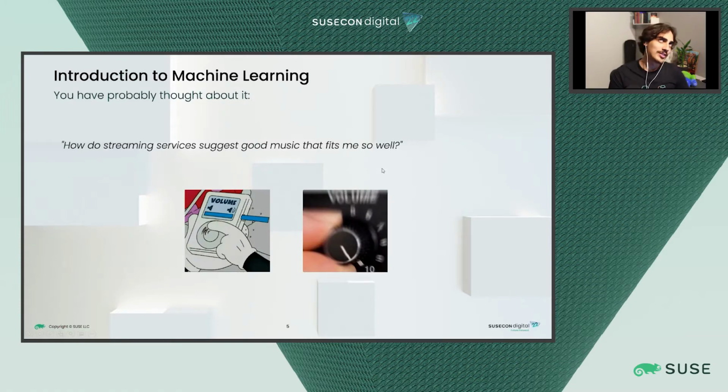So I would like to start with an introduction to what machine learning is, and what a machine learning pipeline is. And this is something that happens to us all day because right now we consume many apps which use machine learning. A good example are streaming services like audio services.